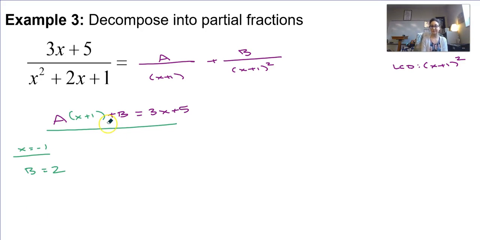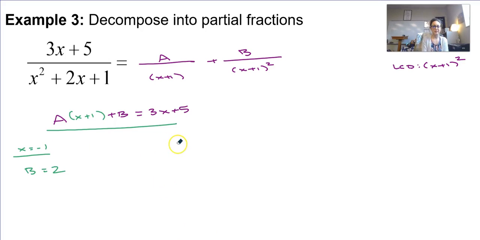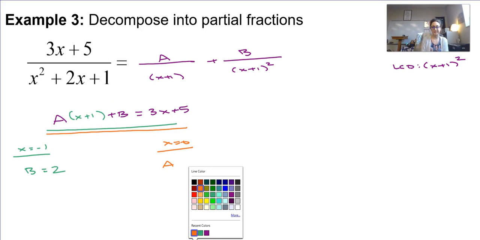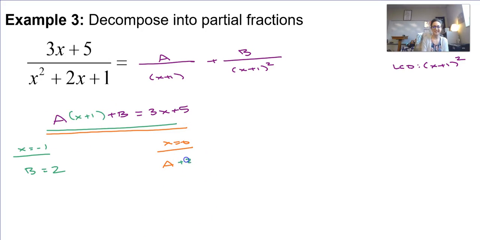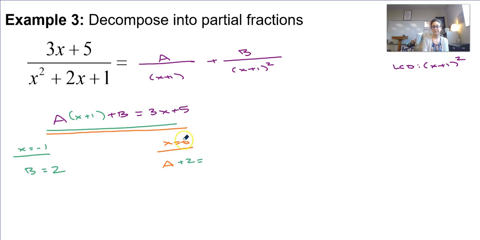Now, I don't see another factor that I can use to nicely make a or b go away, right? So pick any other x value. I like to just pick 0, okay? So let's let x be 0 and come back here. When x is 0, I get a times 1, so that's just a, plus b, but I know what b is, right? B is 2. So plus 2 equals, and then I'm plugging 0 in for x, so I've got 0 plus 5, so that's 5. So when I subtract 2 from both sides, I get that a is 3, right?